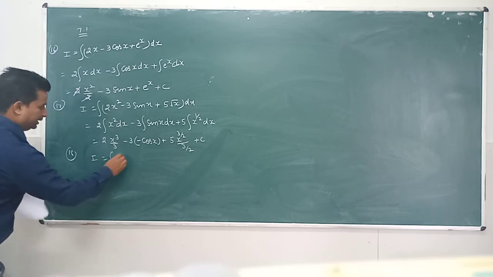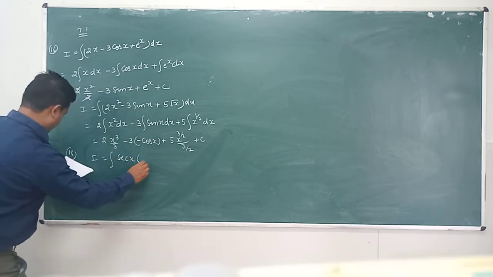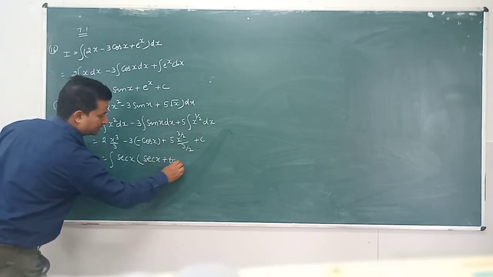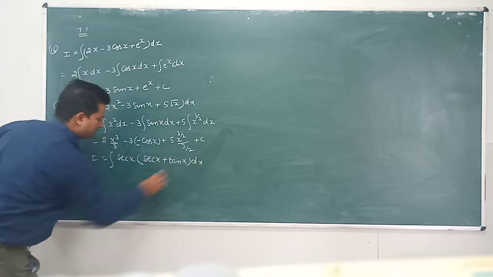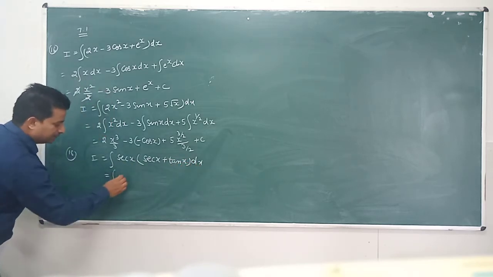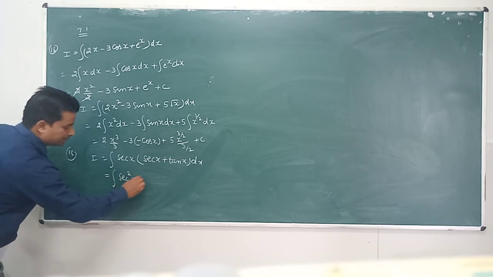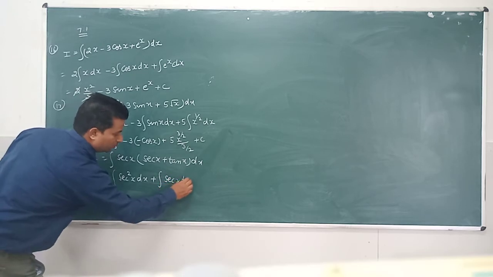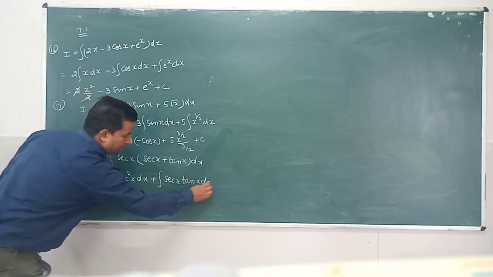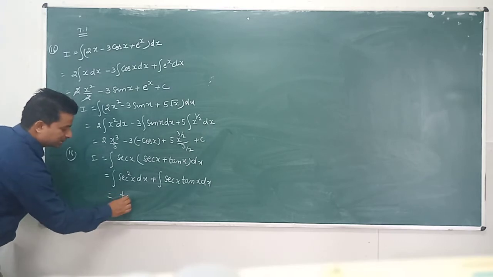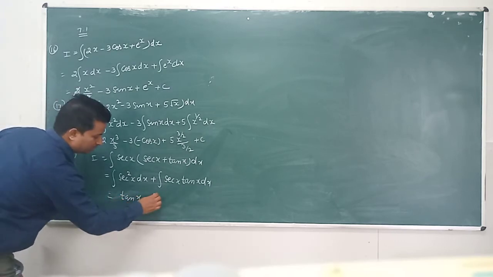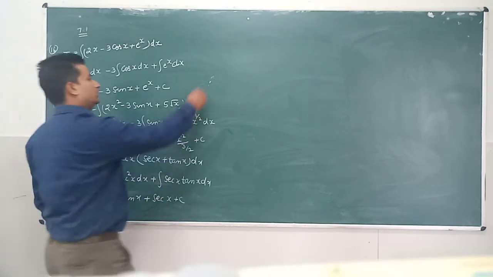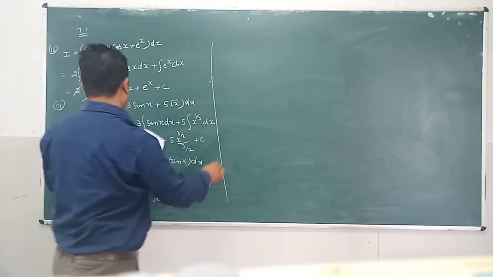In question number 18, the statement is secant x into (secant x plus tan x) dx. First we multiply this secant x, so it's secant square x dx plus secant x into tan x dx. The integration of secant square x is tan x, and the integration of secant x tan x is secant x. This is the answer of question number 18.